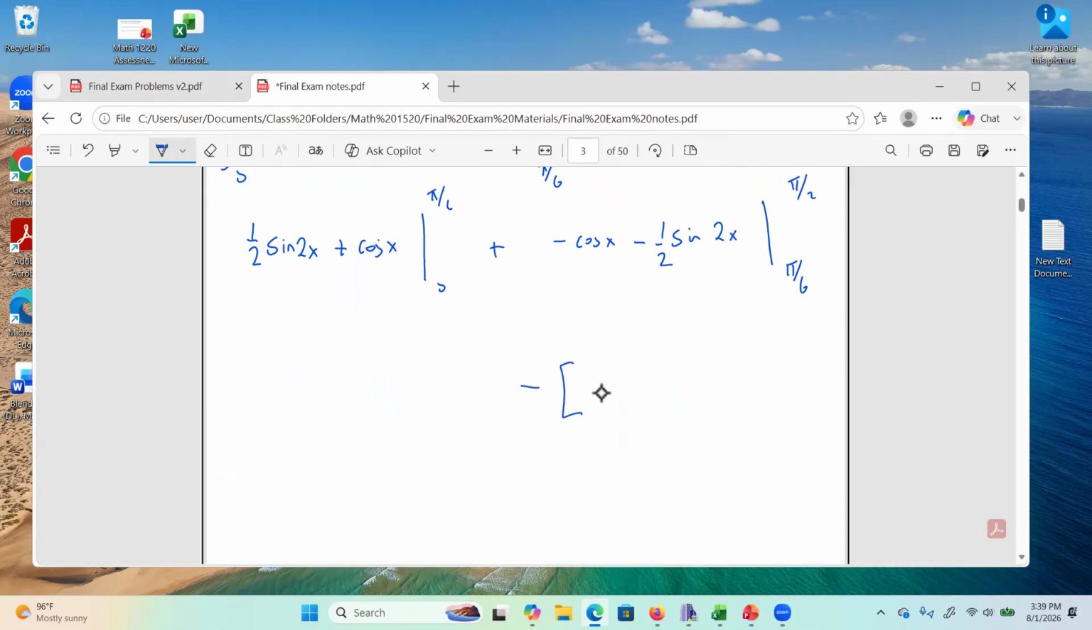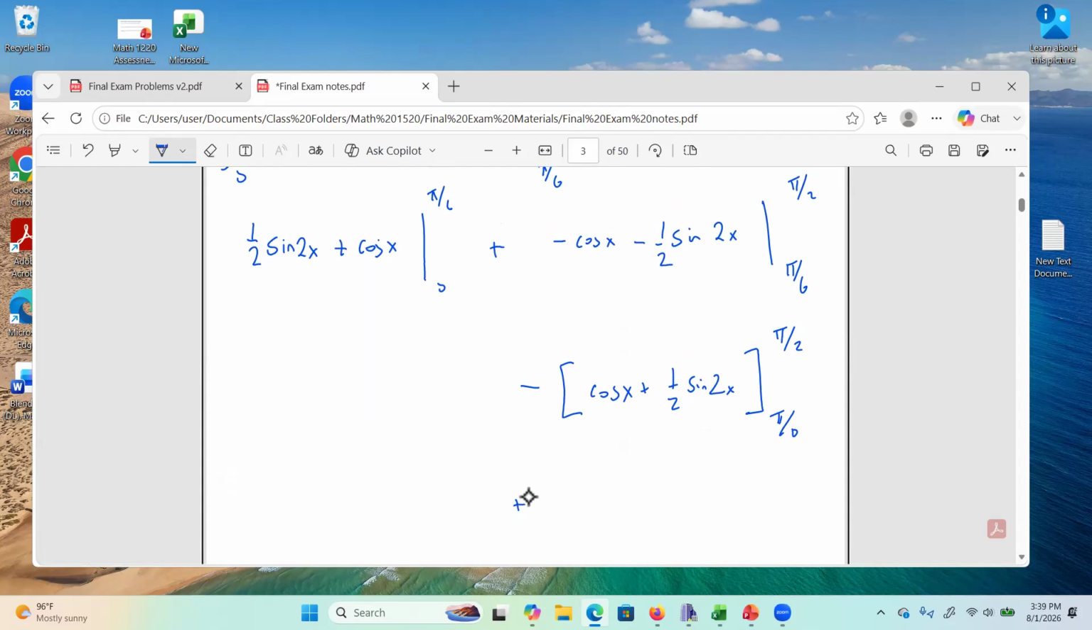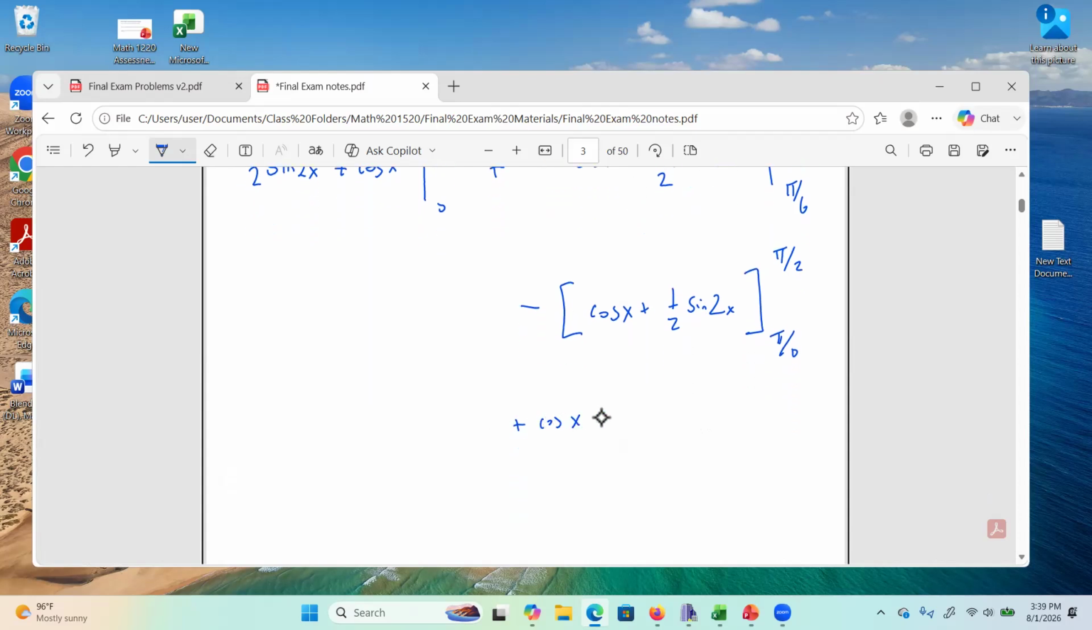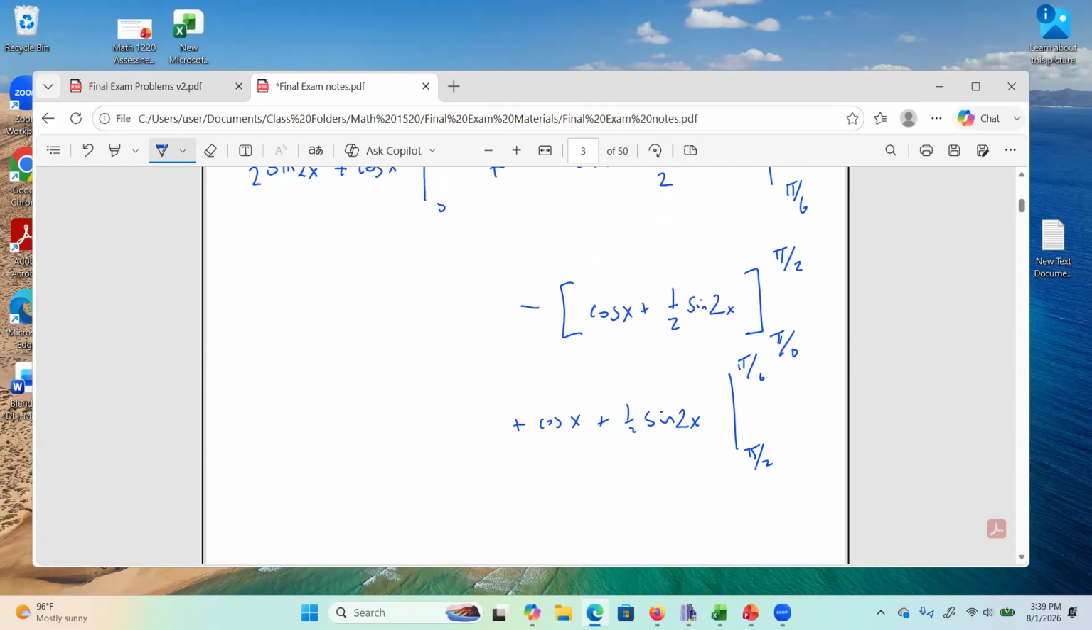So I'm going to say minus parentheses cosine x plus 1/2 sine of 2x as we're going from pi over 6 to pi over 2. What I'm going to do is say, hey, we swap the order of integration, we get rid of the negative signs. We have plus cosine x plus 1/2 sine of 2x going from pi over 2 to pi over 6. And then over here, we have 1/2 sine of 2x plus cosine x going from 0 to pi over 6.